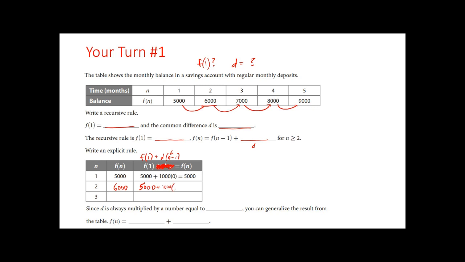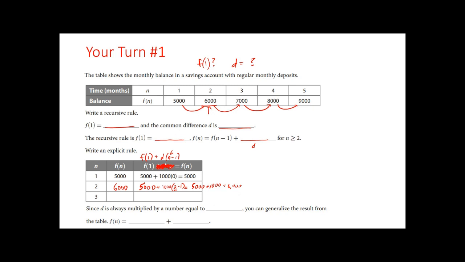And we're looking for the second term, which is 2 minus 1, right? So we're looking for the second term. So that's 2. That's how we got the 2 there instead of the n. 2 minus 1 is 1. And 1 times 1,000 is 1,000. And 5,000 plus 1,000 is 6,000. Okay, which makes sense because there's your second term, 6,000. And it's dollars.